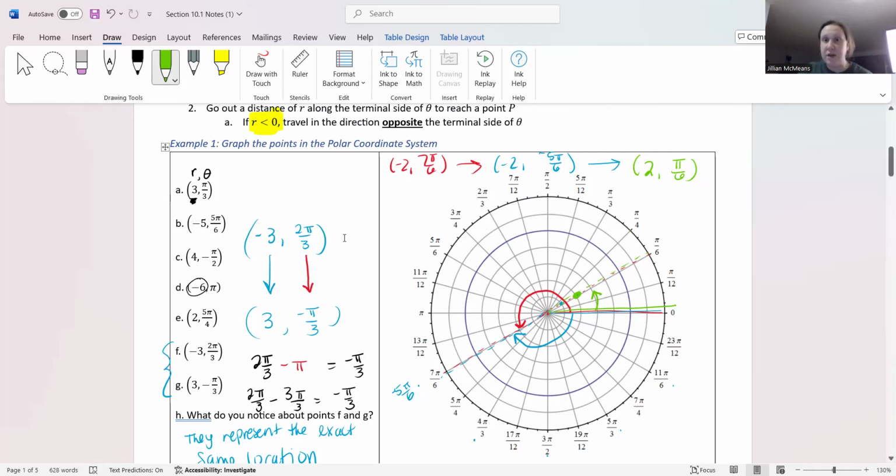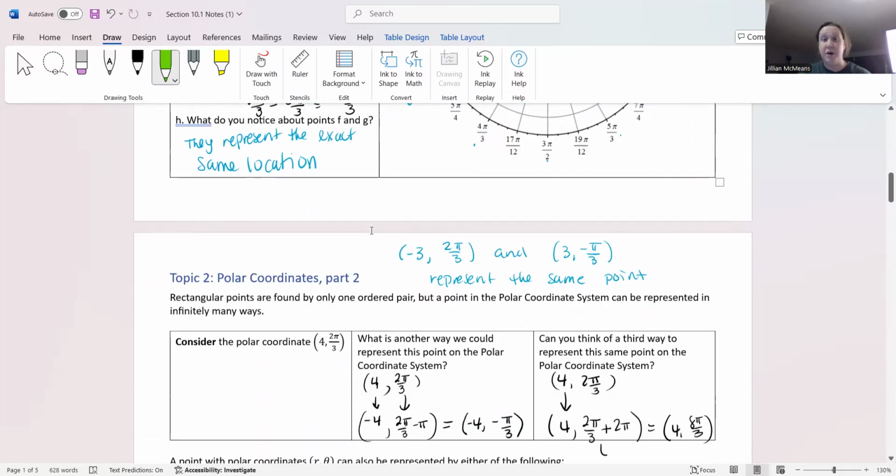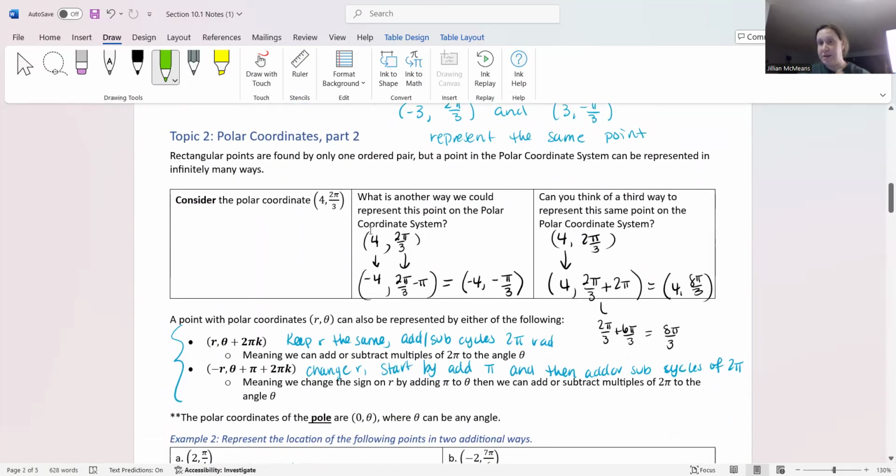So that's it for this video. In the next video, we're going to learn how to convert between rectangular and polar coordinates. So we're going to learn how to convert between rectangular and polar, both directions, and then we're also going to look at rectangular equations, how to convert them to polar equations, and then how to take polar equations and convert those to rectangular. So we got a little bit of work to go, but I have faith in you all completely.